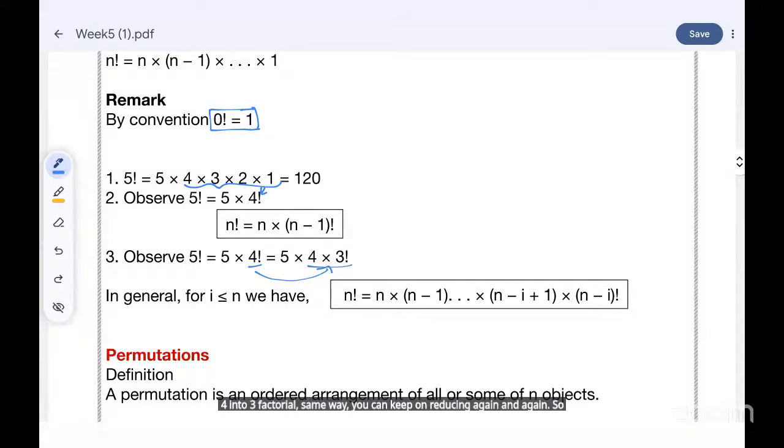So in general, the formula can be written in this way: for i less than or equal to n, n factorial is n into n minus 1 into and so on, into n minus i factorial. Remember, your i should be less than or equal to n. Okay, fine. So up to this, what have we seen?